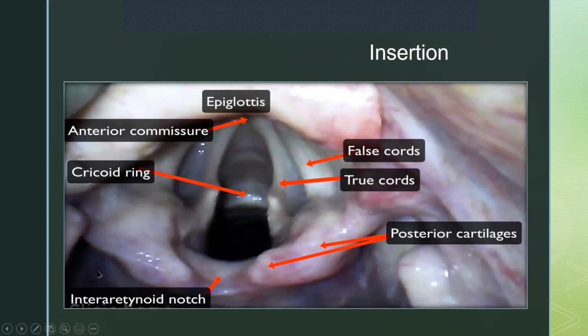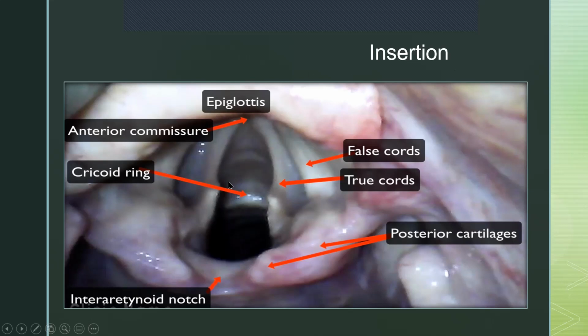So next one, all well and good. Now you've got your laryngoscope in. What are you going to see? These are all the things that you are going to see. And that's a perfect view of the larynx over there. Very rarely will you see it exactly like that.